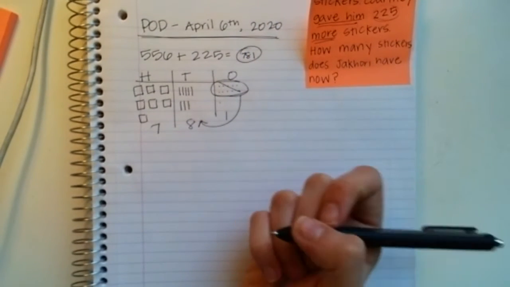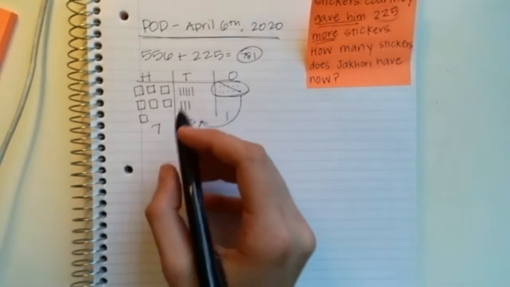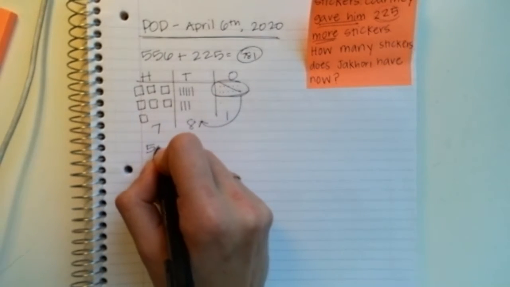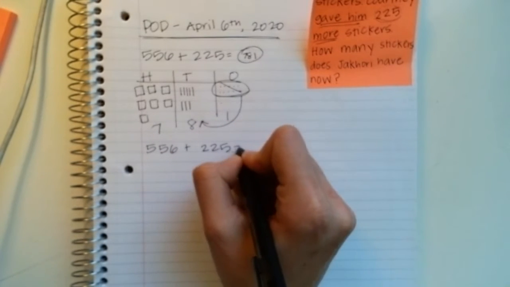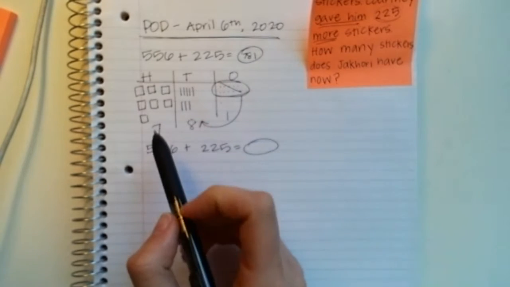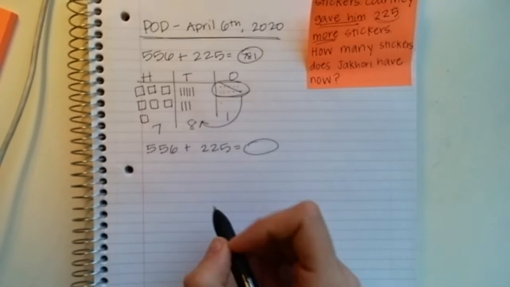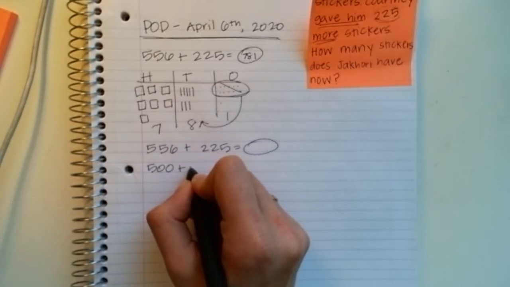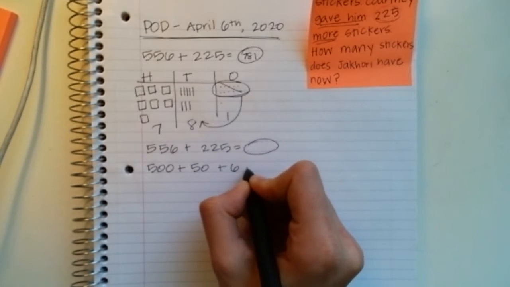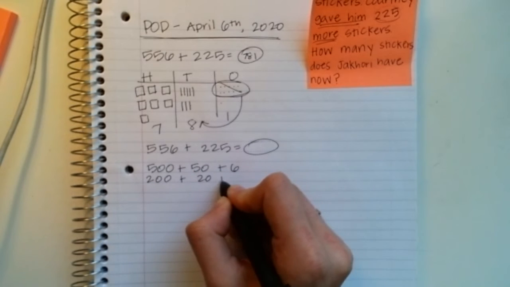I can also solve this with a second strategy if I wanted to check my work. I could use the break apart strategy. So I would rewrite my equation to keep my work organized. And then I would break apart my numbers. I'm gonna try and focus this a little bit more. Okay, so I would break apart 556 into 500 plus 50 plus 6. And I would break apart my 225 into 200 plus 20 plus 5.